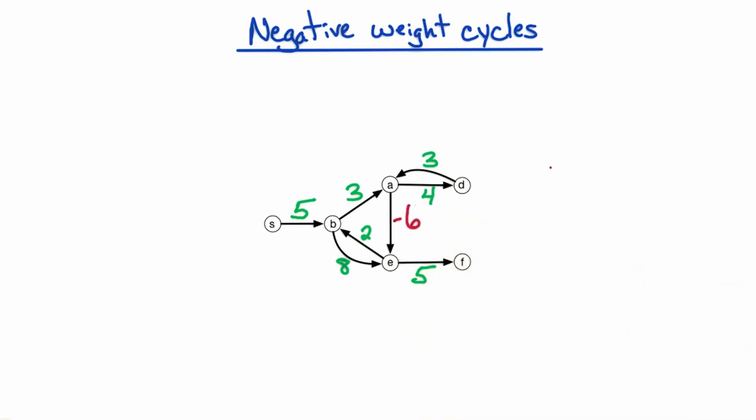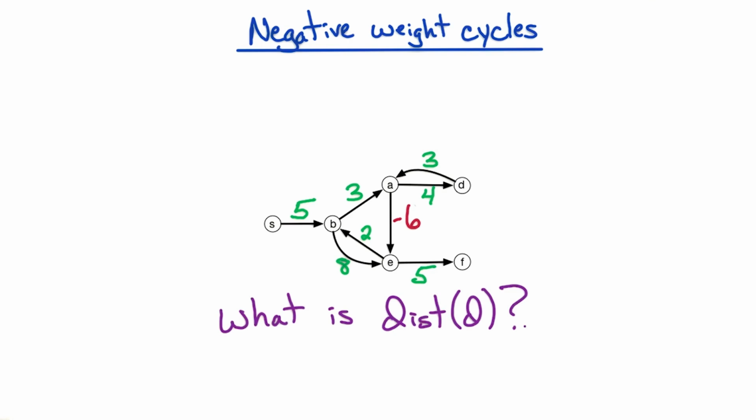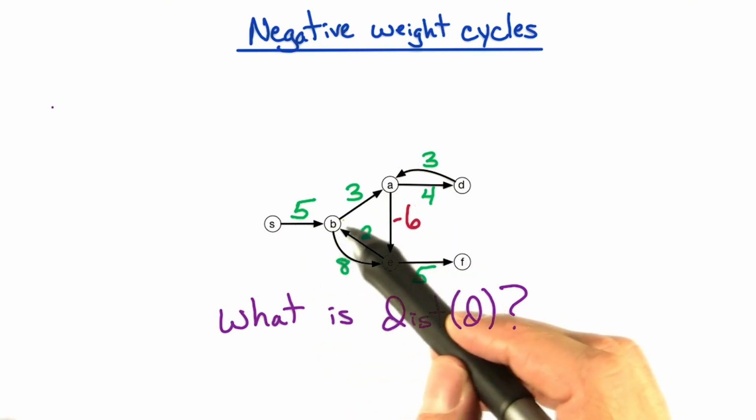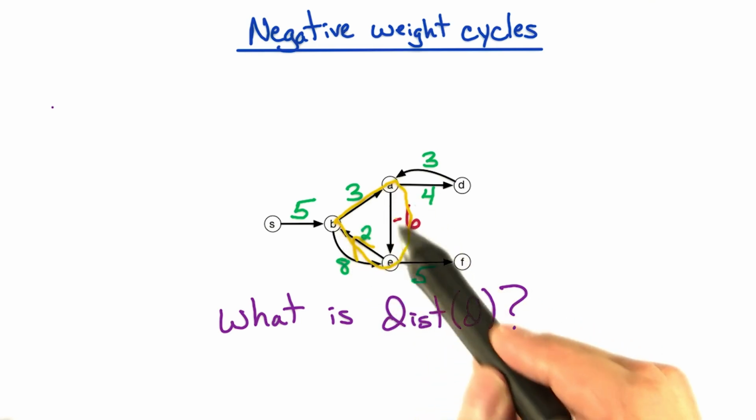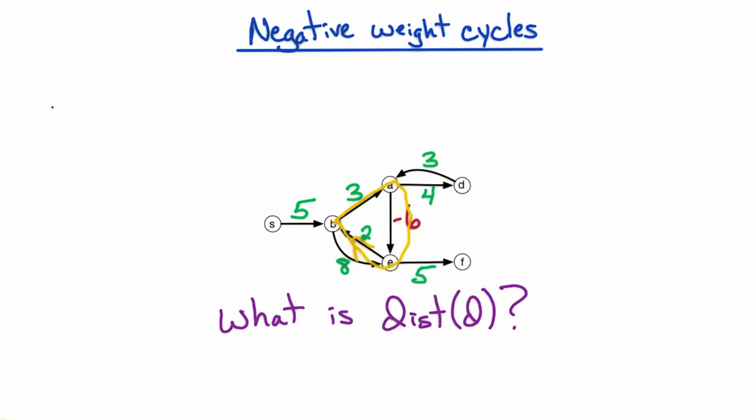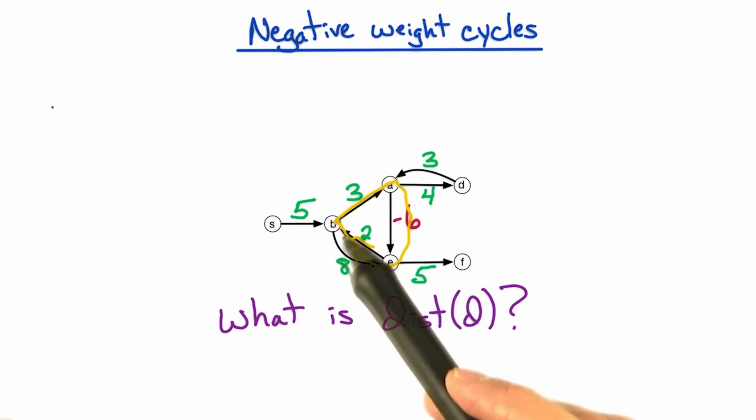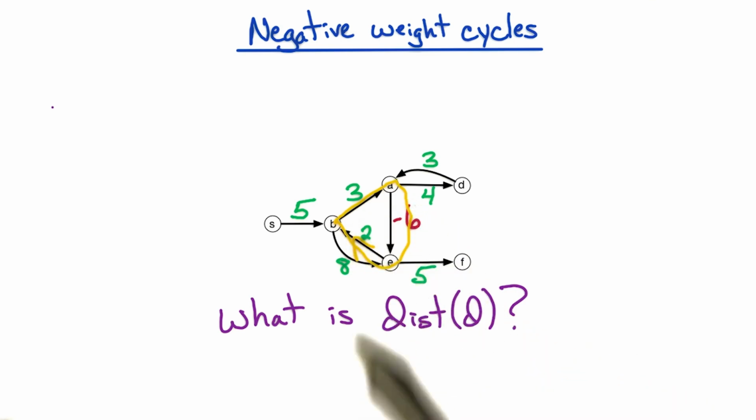Now let's take a look at this example. And what is the length of the shortest path from S to D? Well, previously it was length 11 because we went S to B to A to D. That has 5 plus 3 plus 3. So it's length 11. But look at this cycle, which goes B, A, E, B. What's the length of this cycle? It's length -1. So every time we go around this cycle, our length goes down by 1.